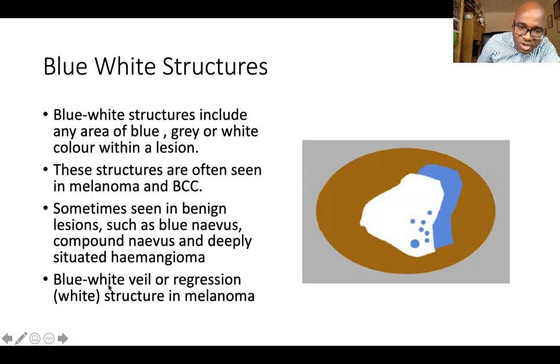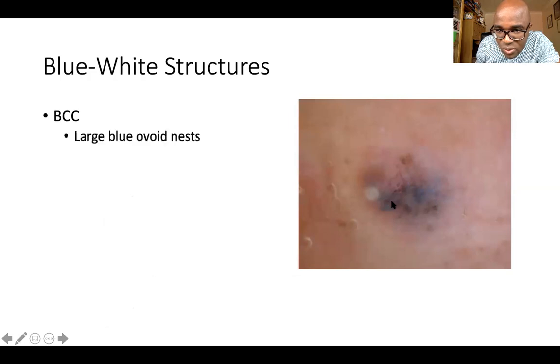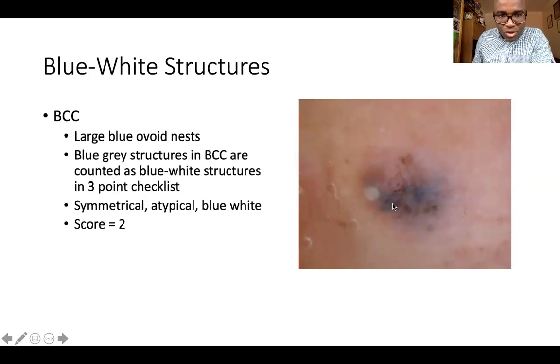Blue-white veil or regression are the white structures you see in melanoma, and is due to kind of a keratinized fibrosis in the dermis part of the melanoma, as a deep, thick melanoma shows that. So that's what blue-white structures are. So some dermoscopic images here of blue-white structures. This is a BCC, so you have these blue-white structures, or ovoid cysts or ovoid nests as they are called, or you have these blue-gray structures in there, and this is part of a BCC dermoscopic feature.